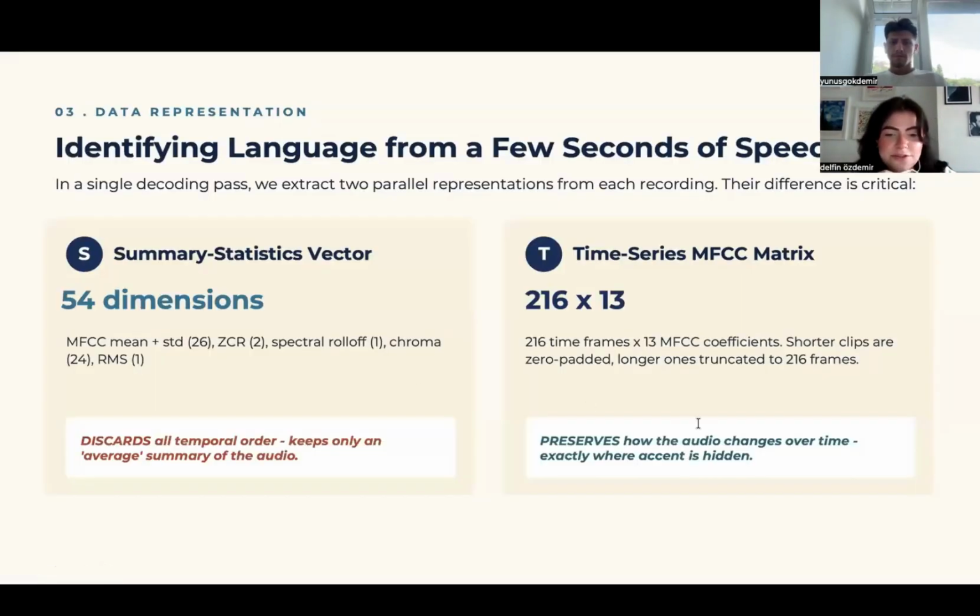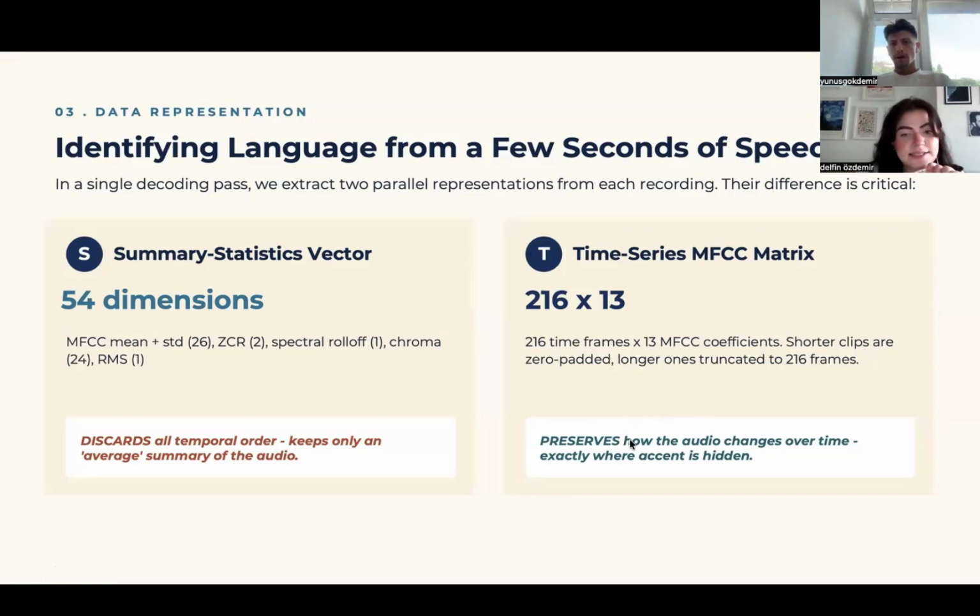So now we get to the heart of the project. From each audio recording, in a single pass, we extract two parallel representations of the same sound. The difference between them is the whole point of our project, exactly. So let me explain both carefully.